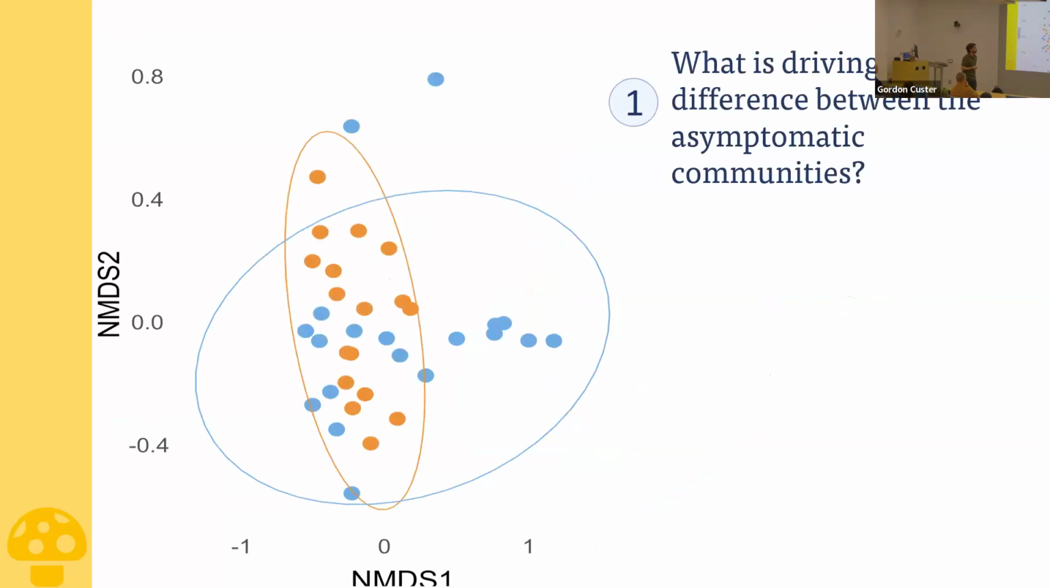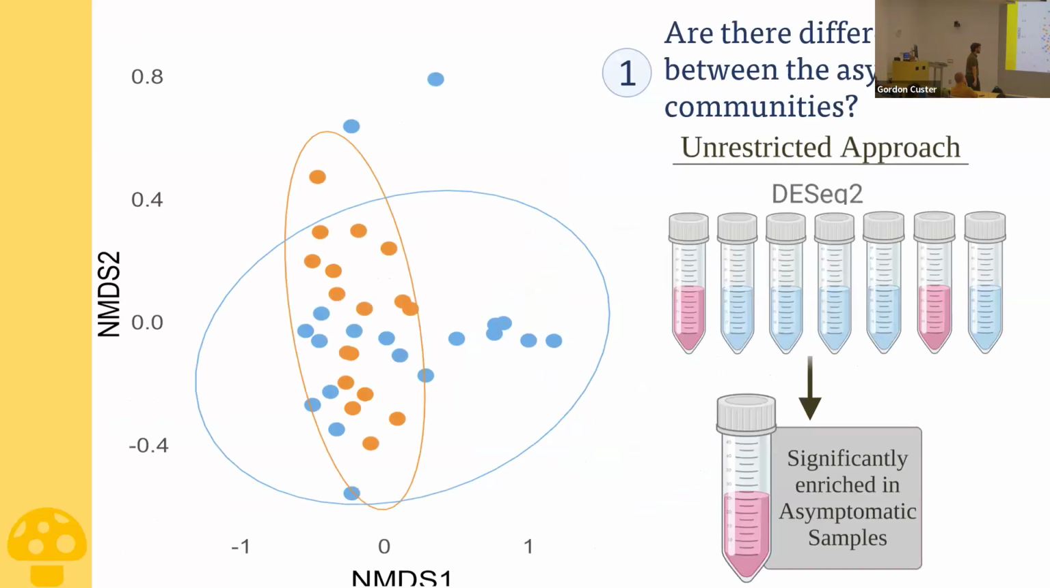when I look at this. And this immediately made me question, what is driving the differences between these asymptomatic communities? I'll point out that these two up here, this grouping here, and then this grouping here, are the three asymptomatic groupings that I'm talking about. I was just curious if we could see any differences, and so we can take that by utilizing an unrestricted approach.